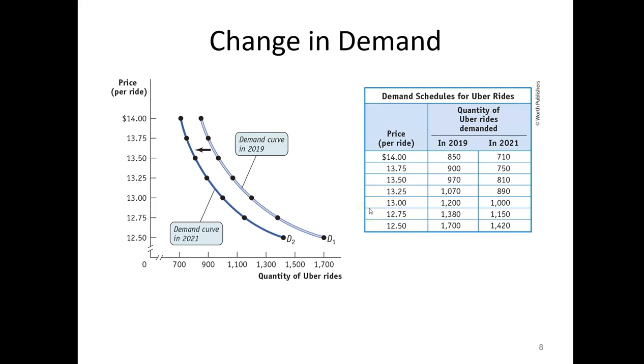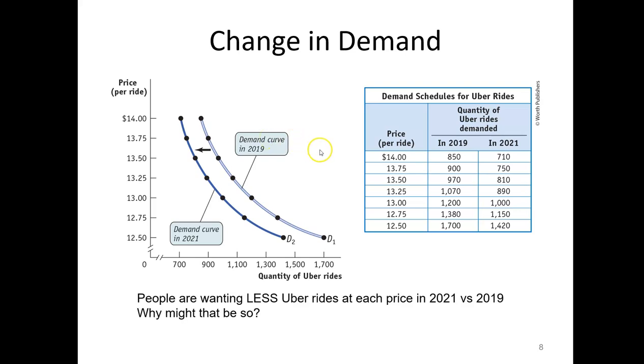So here's the example that the book goes over on this. And they use one from 2019 and 2021, suggesting that in 2021, at any given price, regardless of what price it is, whether it's 13.75 or $13.25, the quantity of Uber rides people wanted to buy in 2021 was higher than in 2019. Now, why might this be a good example to demonstrate this? Why might that have been true?